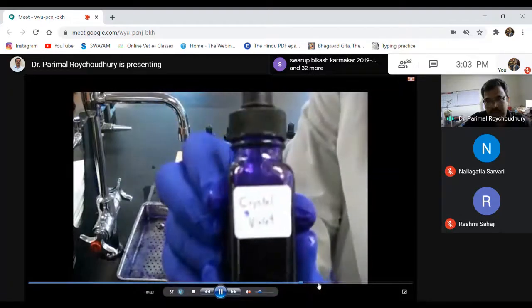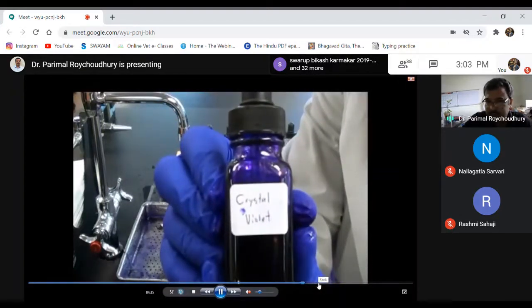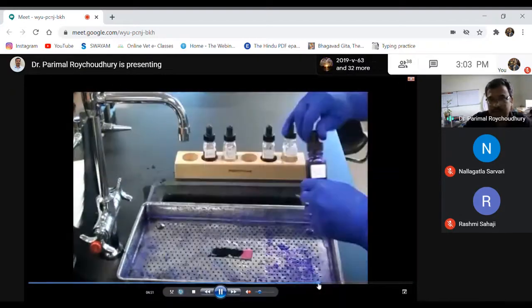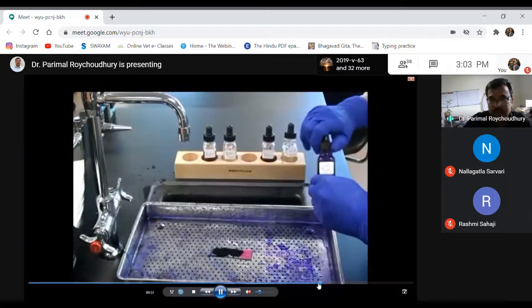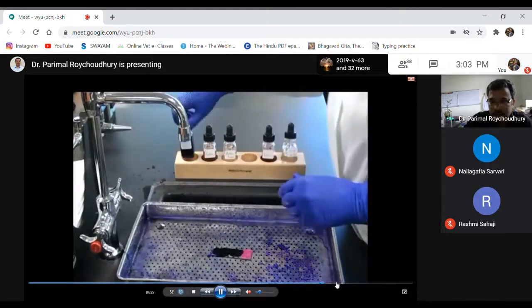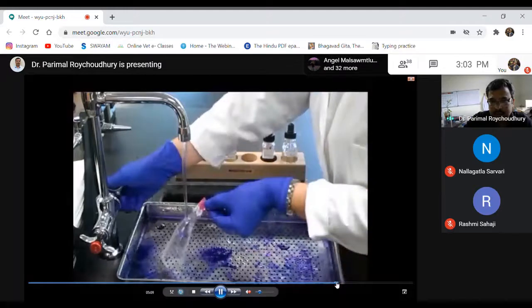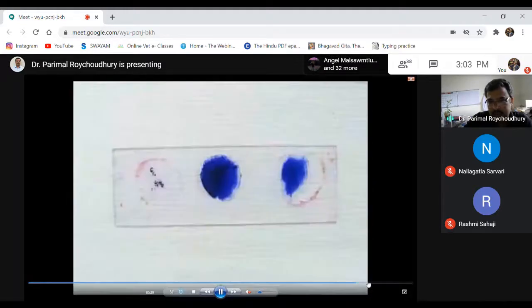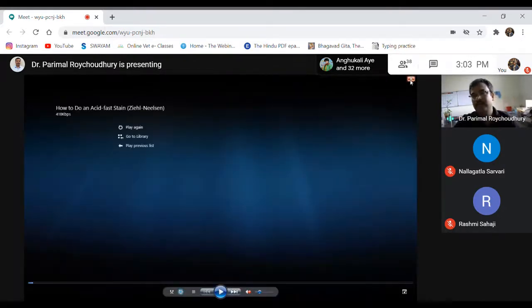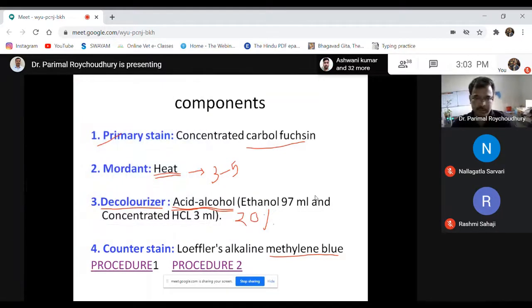Then we can use this. She's using crystal violet, but it's a bit low fluorescence alkaline methylene blue as per our protocol. And again, washing, and the slide is now ready to visualize under the microscope. This is another video; these two videos we skip. So once it is over, then we can see it.